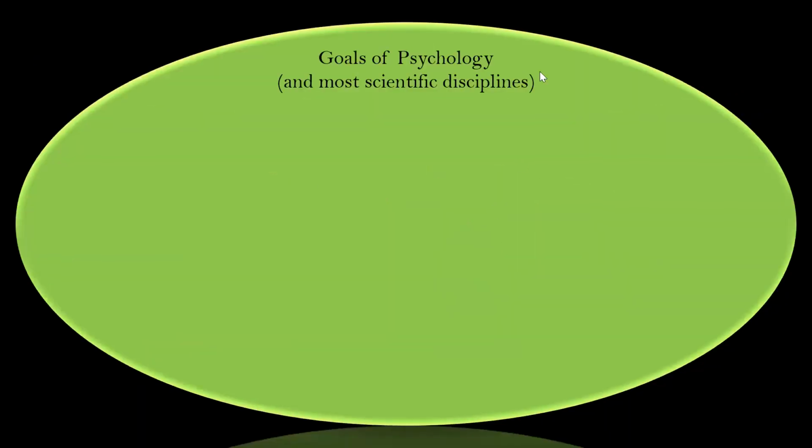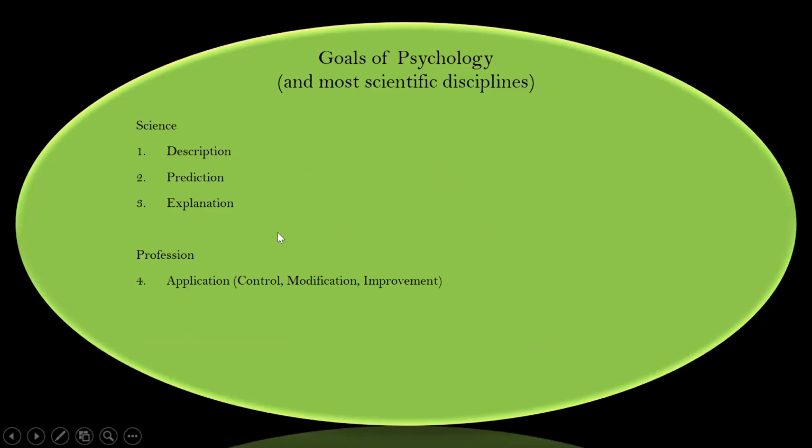So, what are the goals of most disciplines? I've got the goals of psychology because this is a PSY class, but it would be applicable to nursing, sociology, you name it, most of the natural sciences and so forth, or hard sciences. And so you can divide the goals of most disciplines, including psychology, into the goals associated with the science and the goals associated with the profession. So most disciplines like psychology have a science side and profession side, and sometimes there's a gray area where it's not neatly distinct from one another.